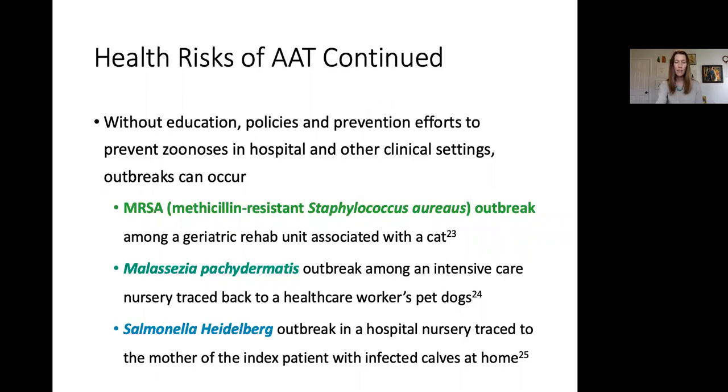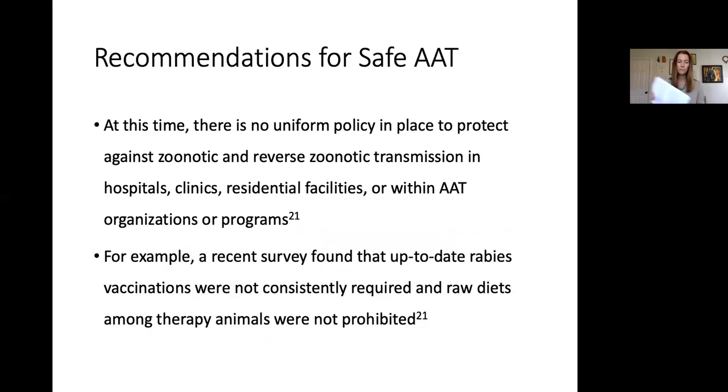and it infected 15 patients, 9 infants, and another healthcare worker. And there was another outbreak of salmonella within a hospital nursery, and this particular one was traced back to the index patient's mother who had infected calves at home on her farm. So that's just a couple outbreak examples in healthcare settings that are associated with zoonotic pathogens, just to give you a reminder about how important it is to have control guidelines and policies in place for the prevention of these diseases.